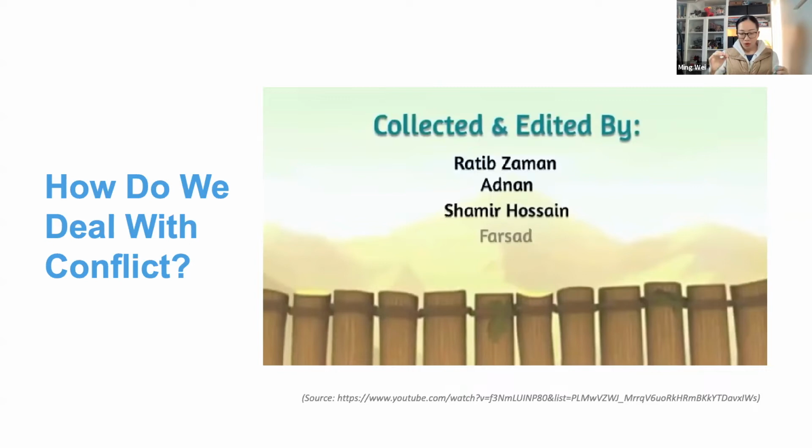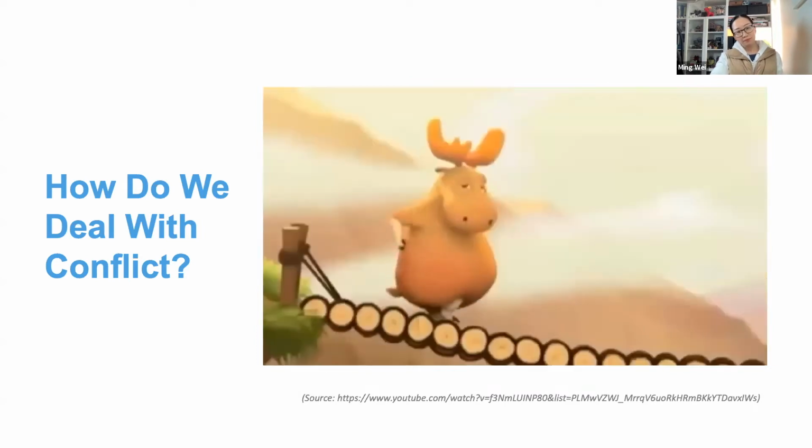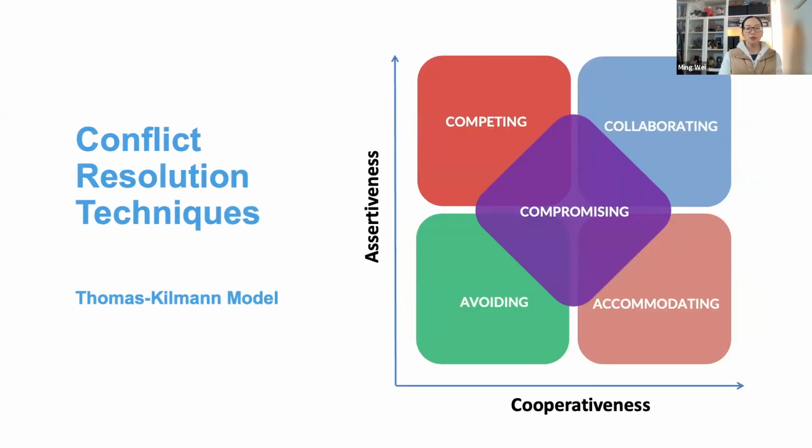And we all came up with ideas in terms of the different approaches these animals have to resolve their conflict. Some have worked out and some haven't, and there are different strategies. So what are these strategies we are looking at? Let me introduce you to a model. This model is called the conflict resolution techniques model. It was developed by two people, Thomas and Kilmann, and that's why it's called the Thomas-Kilmann model. In this model, it has identified two dimensions people fall into when they have a conflict.